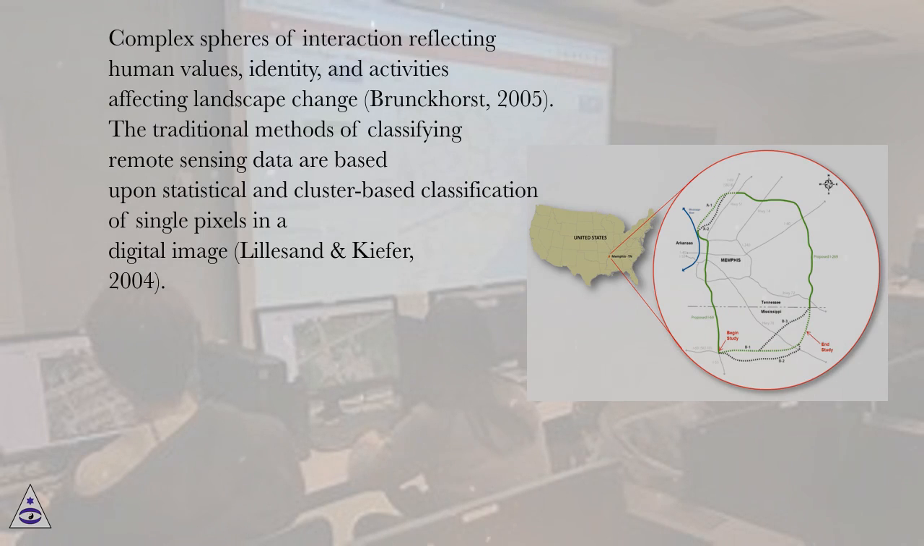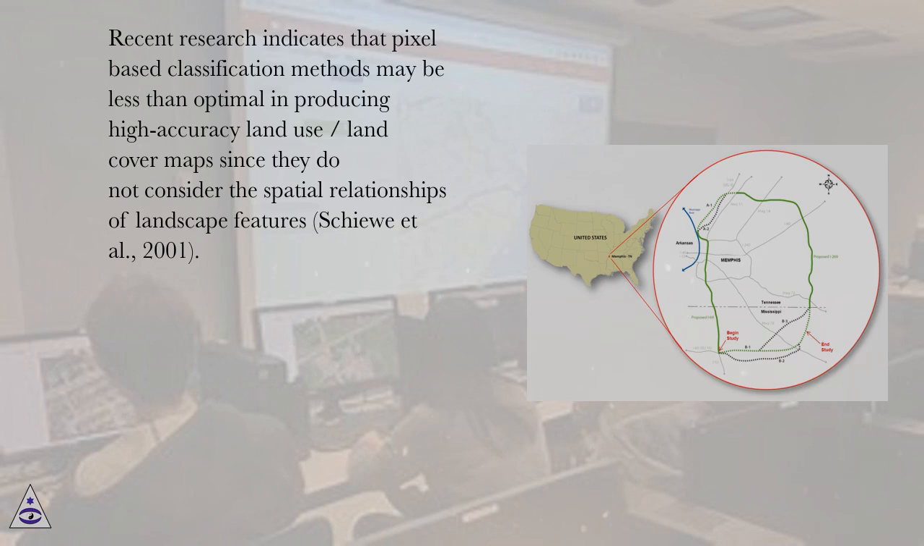The traditional methods of classifying remote sensing data are based upon statistical and cluster-based classification of single pixels in a digital image, Lillesand and Kiefer, 2004. Recent research indicates that pixel-based classification methods may be less than optimal in producing high-accuracy land use, land cover maps since they do not consider the spatial relationships of landscape features, Shiwi et al., 2001.